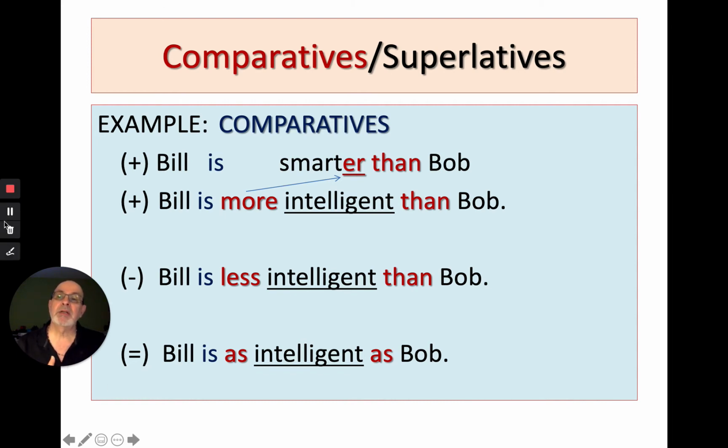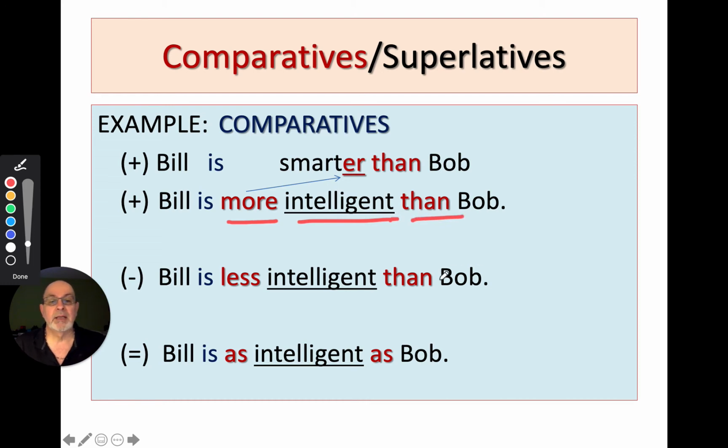It is much easier for me to say smarter than in two syllables or two spurts than to say more, breathe, intelligent, breathe, than. It takes a long time to say more intelligent than. It takes a long time to say more smart than. It takes much less time to say smarter than, faster than, crazier than. Okay?